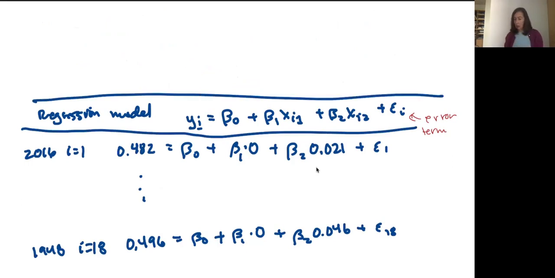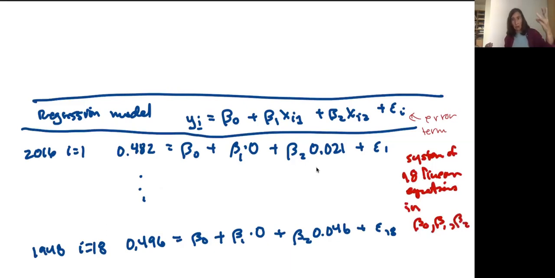This is our system of 18 linear equations in 3 unknowns, beta 0, beta 1, and beta 2. Okay, so these are our unknowns, just like the x1, x2, and x3 in the first example. And so what I want to do now, just as I did before, is take the numbers that come from our data and put them in matrices.